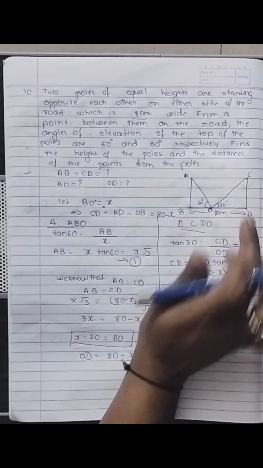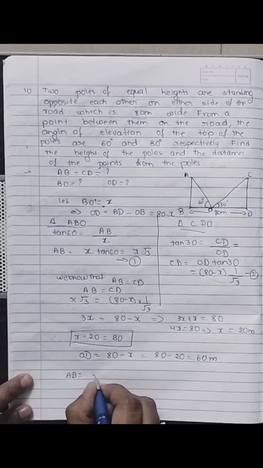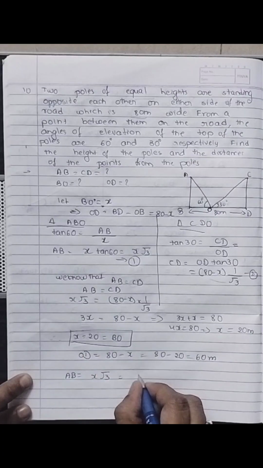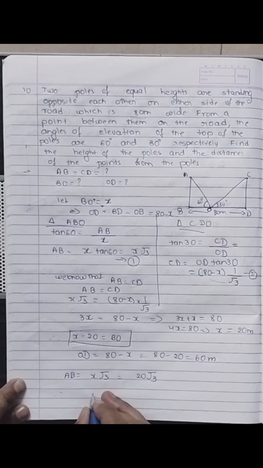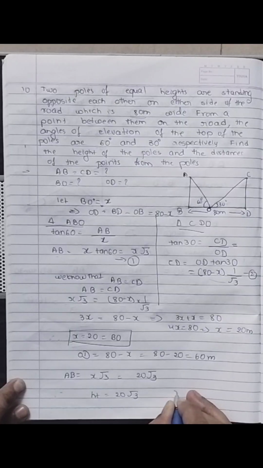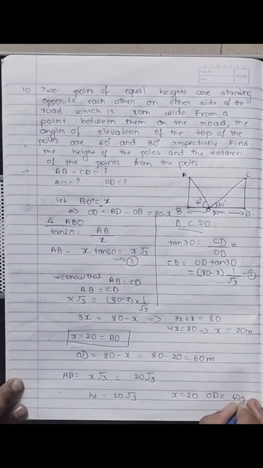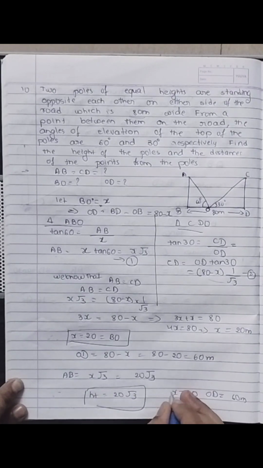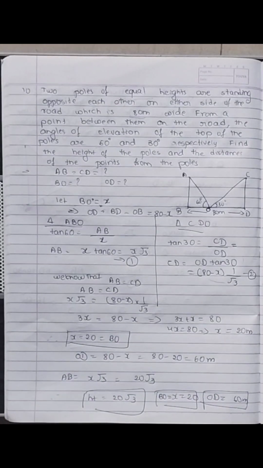Now we have to find out the height of the pole. So what is that? AB is x root 3, right? AB is equal to x root 3. So that is nothing but x is 20 here. So it is 20 root 3. So finally we can say that height is 20 root 3. Distances are x is equal to 20 and one more distance, that is OD is equal to 60 meter. X is nothing but here we can write it as BO. So these are the answers to this question.